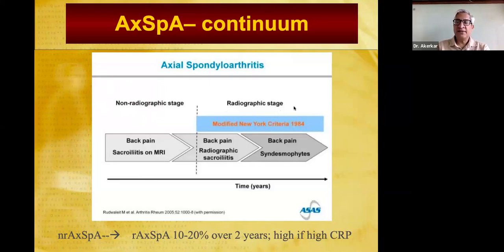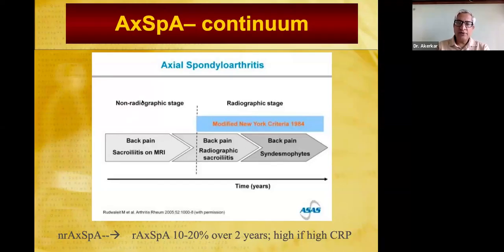Once the X-rays start showing changes, then it is called the radiographic stage. Now this stage also is divided into without syndesmophytes and with syndesmophytes. Without syndesmophytes, the X-rays will show signs suggestive of sacroiliitis, and then the syndesmophyte stage, wherein you will obviously see syndesmophytes. So this is how it is divided now.